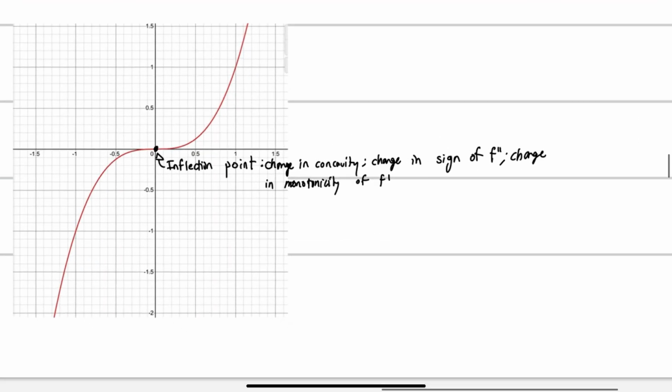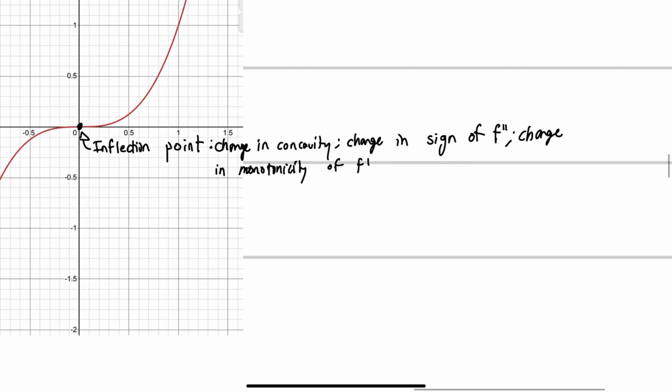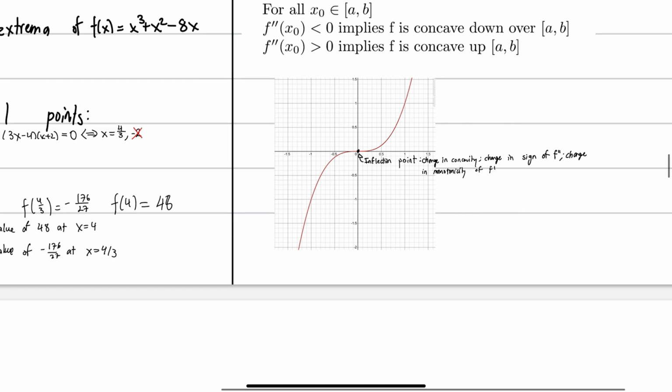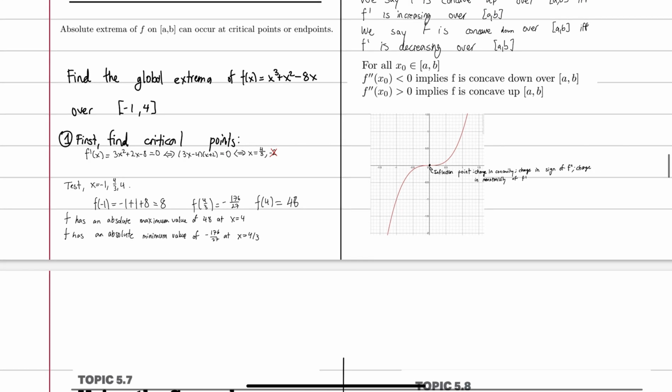An inflection point, which you need to know, is a change in concavity, right? Basically, the sign of f double prime changes, or you have a change in monotonicity of f prime, meaning it changes from increasing to decreasing or decreasing to increasing.